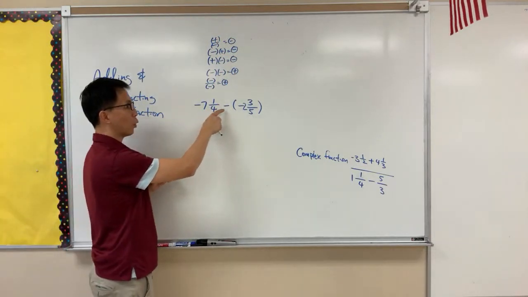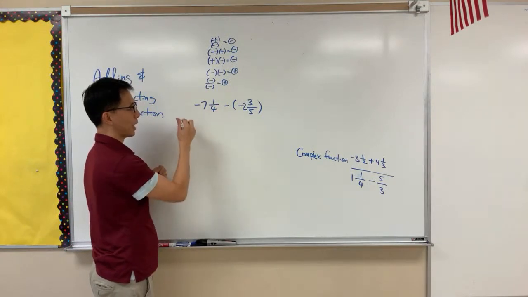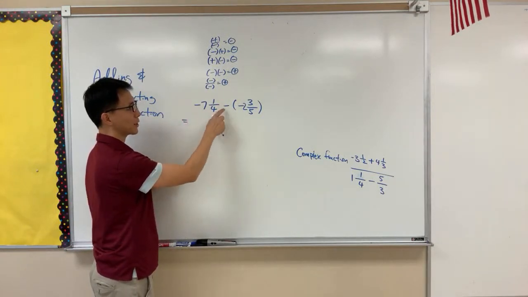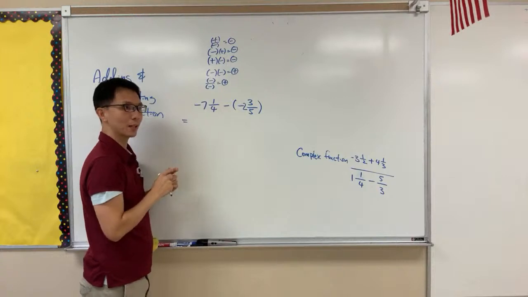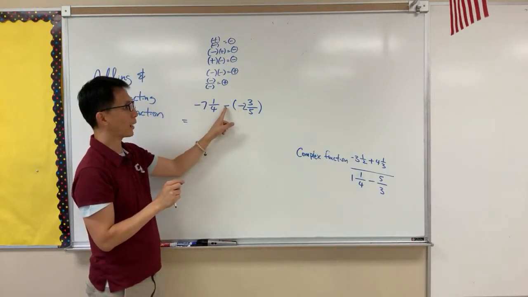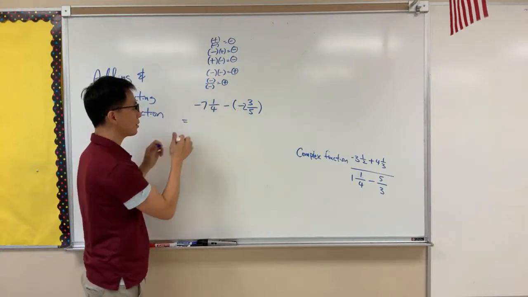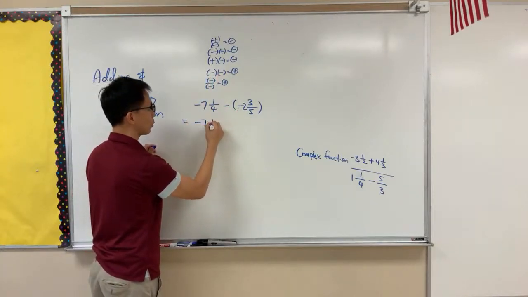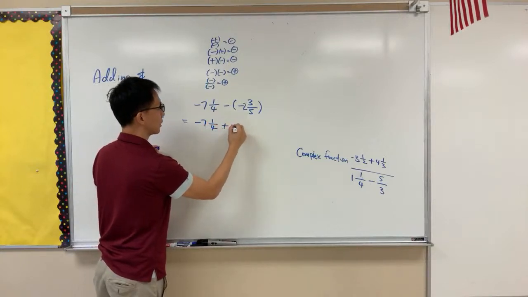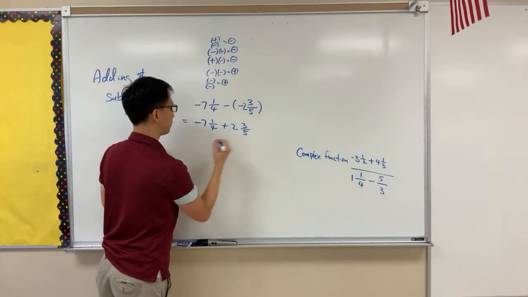Now, when we deal with this, we want to make it easier to look at because you have two negative signs here. Those two negative signs are going to be simplified by multiplication. So minus sign times minus sign becomes positive sign. So that becomes -7 and 1/4, plus 2 and 3/5.